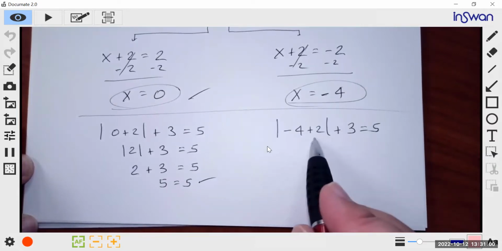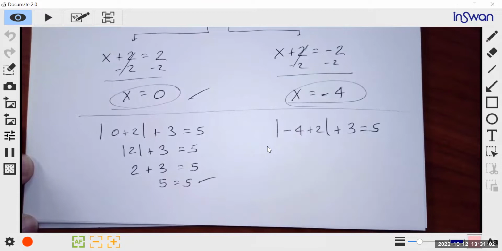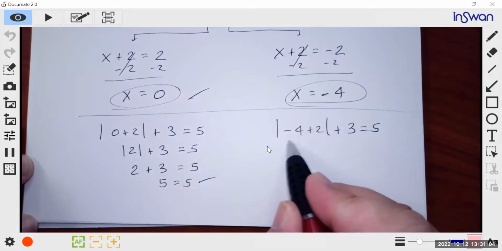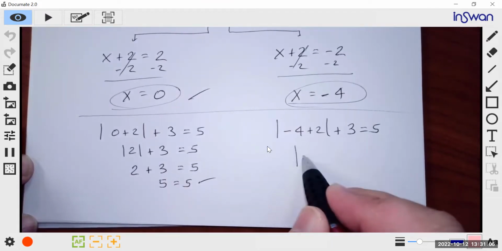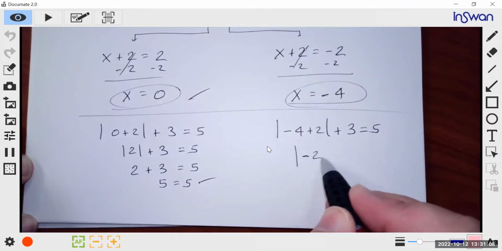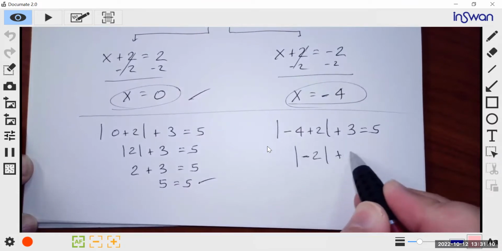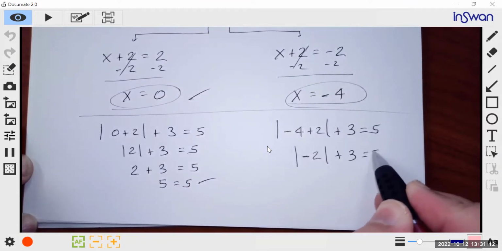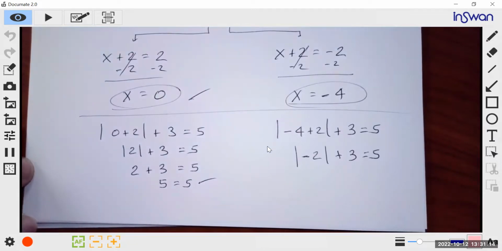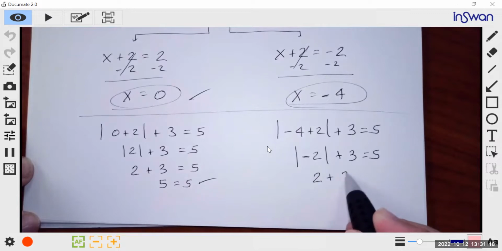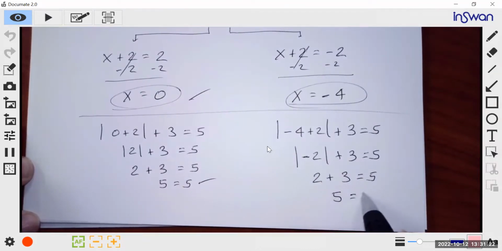Absolute value of negative 4 plus 2, plus 3 equals 5. So negative 4 plus 2 is, since 4 is bigger, negative. 4 minus 2 is 2. The absolute value of negative 2 is 2. Plus 3 equals 5. 2 plus 3 is 5. 5 equals 5. So they both work.